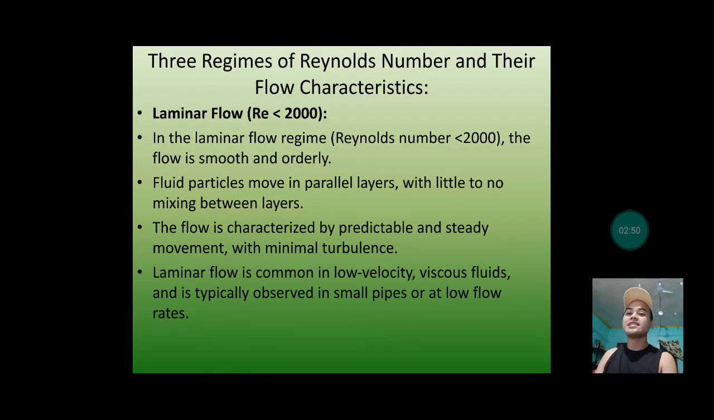So laminar flow has less than 2000 Reynolds number. Reynolds number has no unit. The flow is smooth and orderly. Fluid particles move in parallel layers with little to no mixing between layers. The flow is characterized by predictable and steady movement with minimal turbulence. Laminar flow is common in low velocity, viscous fluids, and is typically observed in small pipes or at low flow rates. So if you want to increase the flow, maybe the flow will also change.